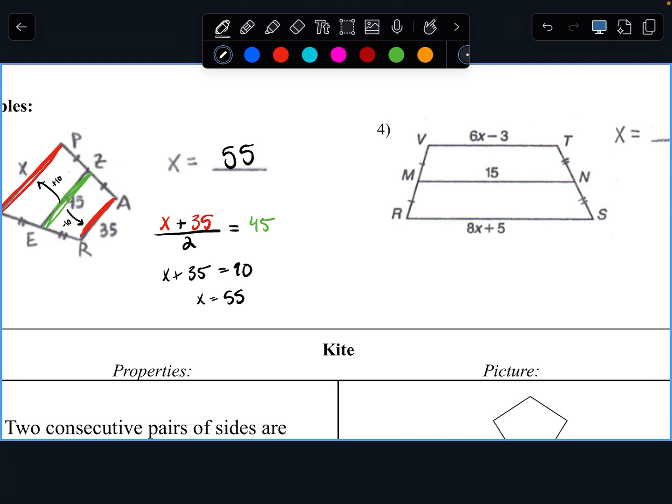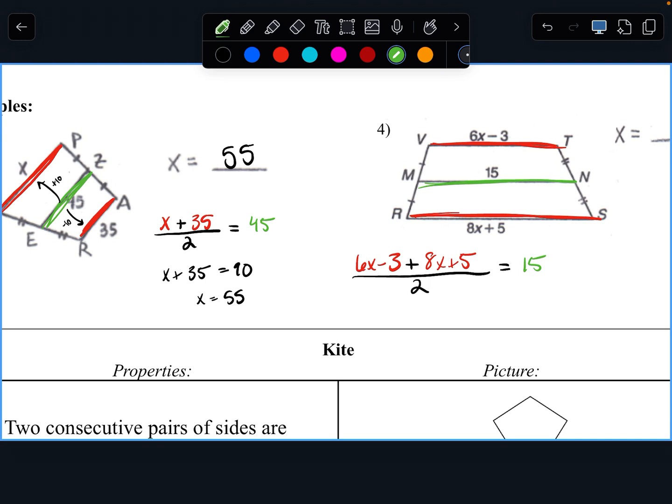So for this mid-segment one, this one's intense because you take the two bases and you average them. So it's kind of hardcore, but you're going to do 6x minus 3 plus 8x plus 5, and you just add them, divide by 2, average them. And then it's going to equal the middle one, so 15. And sometimes it's an algebra thing too, like maybe this is 6x minus 4 or something, this could be more complicated. But you're going to solve it the same way.